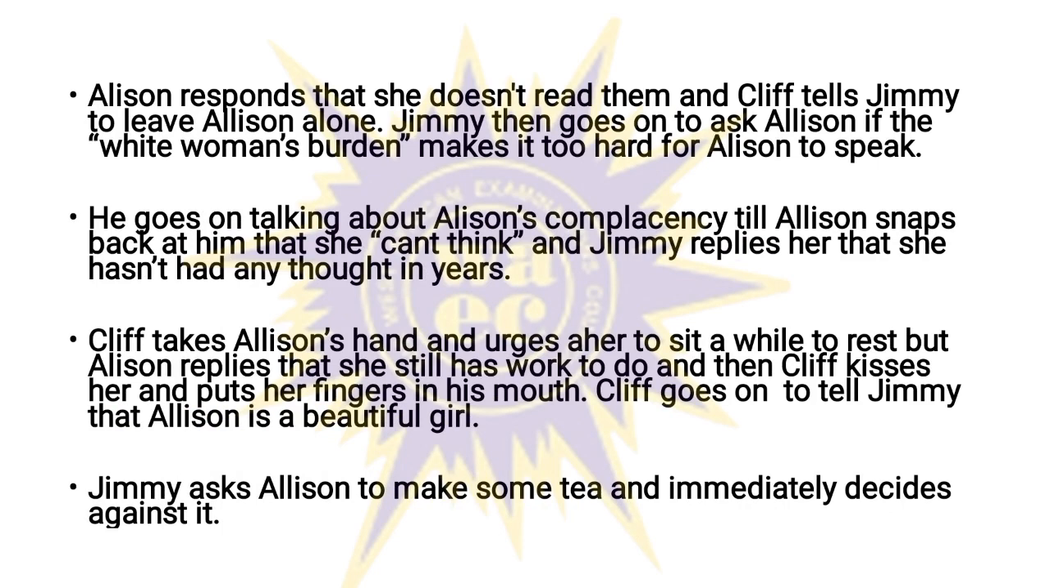So he asks Alison if she understands what the Sunday newspaper is, and Alison said that she doesn't even read them. Cliff, seeing that there's already tension in the air, decides to bring it down. Cliff is like an intermediary between Alison and Jimmy. When he sees that there is so much tension, he does something that would douse the tension, and that's where he came in to say, please leave this lady alone, let her be. And Jimmy then goes on to ask if a white woman's body makes it too hard for Alison to speak. Like, this is Alison's weapon.